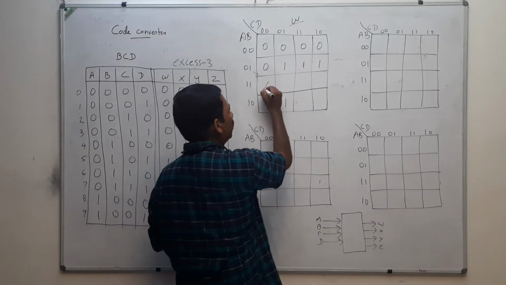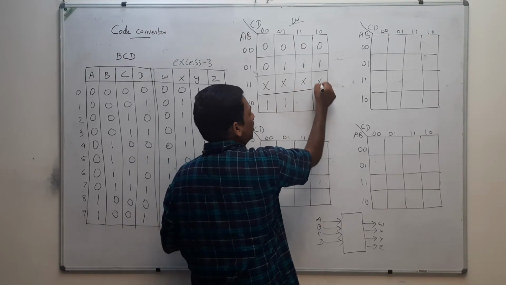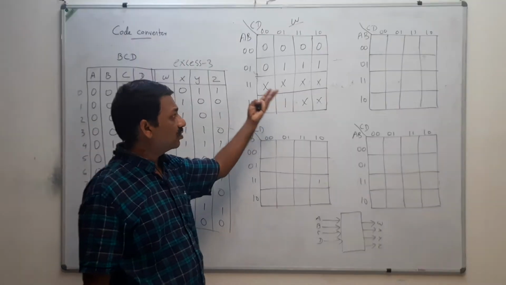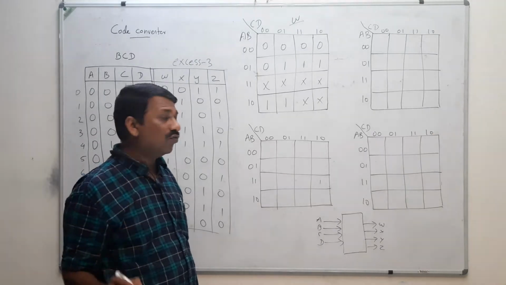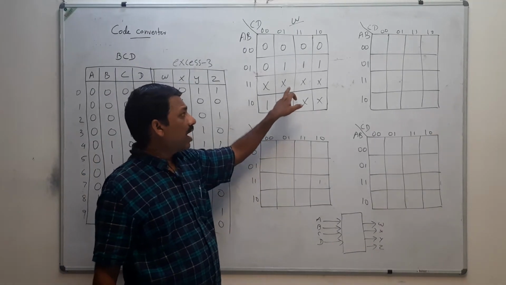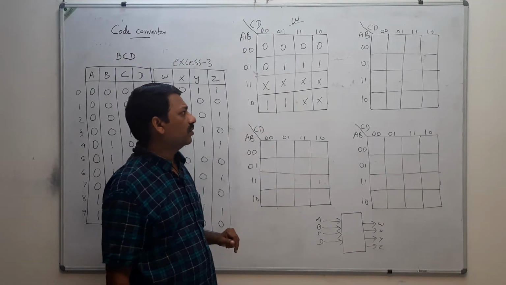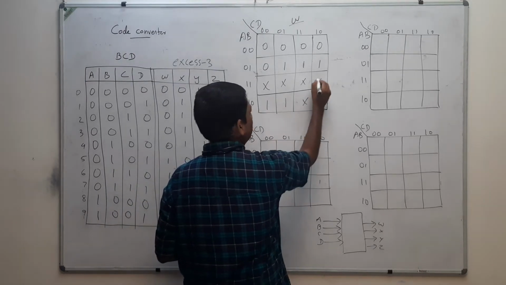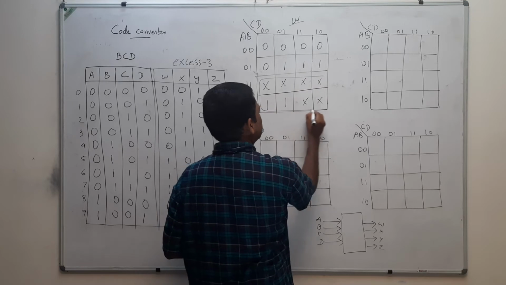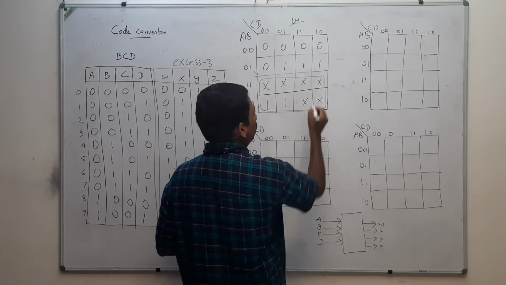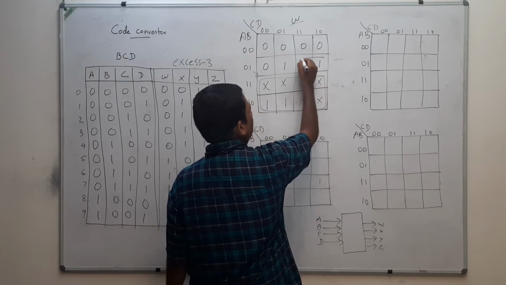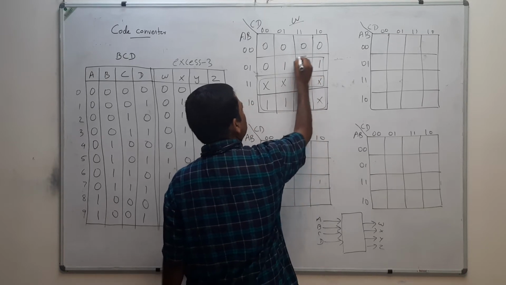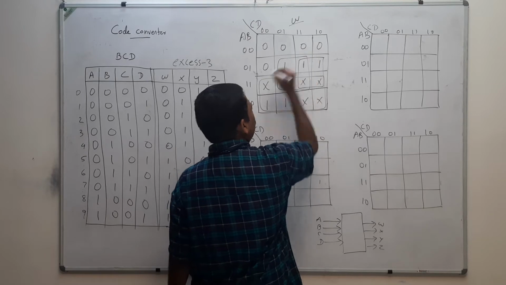Now these are all don't care conditions. That means those are not valid inputs. You can take any value, whether it is 0 or 1. So when you are grouping, you have to take this also into account. Okay. Now I am grouping this 1 and 1. That means I can have a group like this. And for this 1 and 1, I have a group like this. And to include this, I am going to have a group like this.